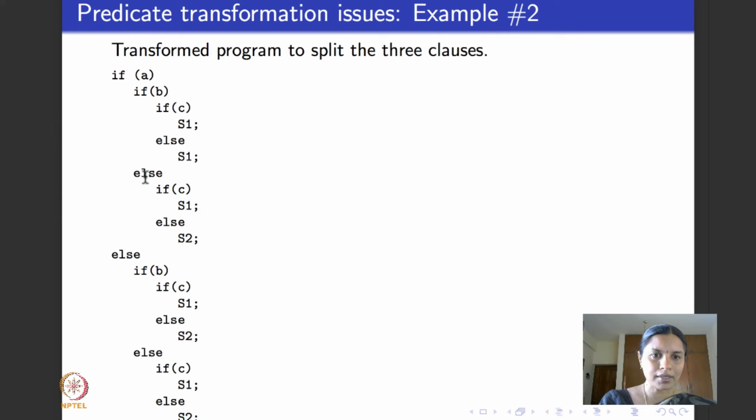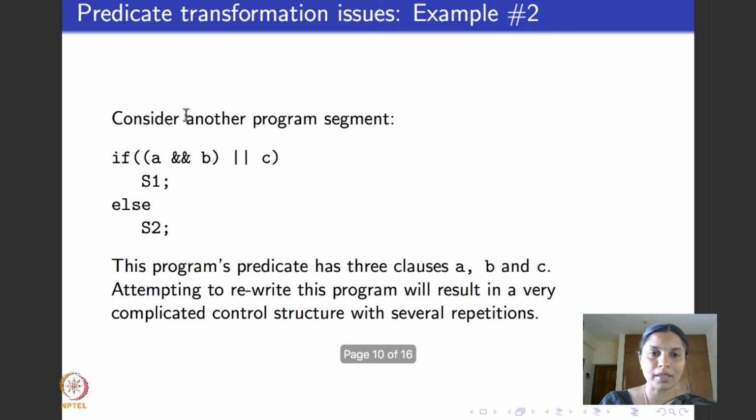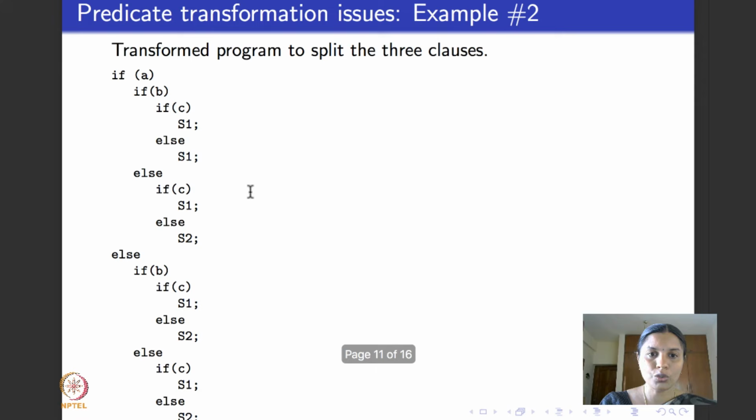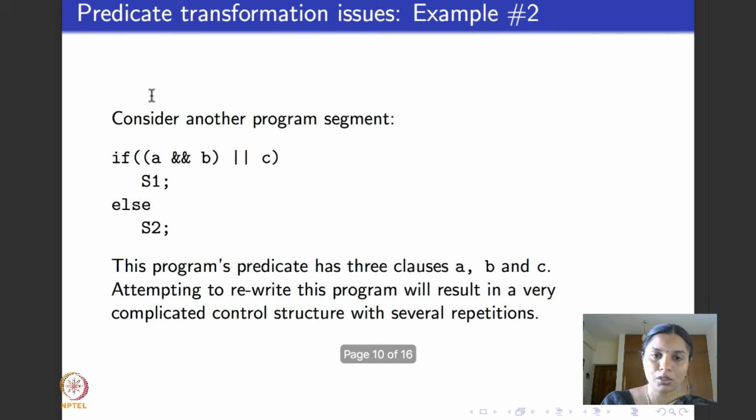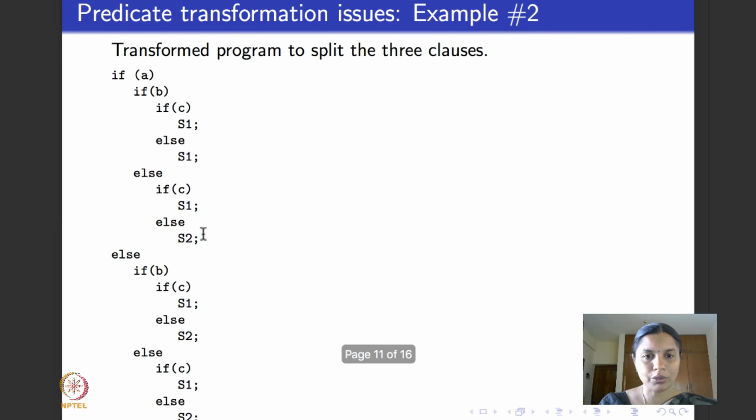This part has an else that corresponds to this B. So we are in a situation where A is true but B is false, which is this else. Then you can still do S1 if C is true, because that's what the semantics of this predicate is. So you check if C is true, then you do S1. If C is false and B is false, which means this whole predicate is going to be false, then you have to do S2. Is that clear?